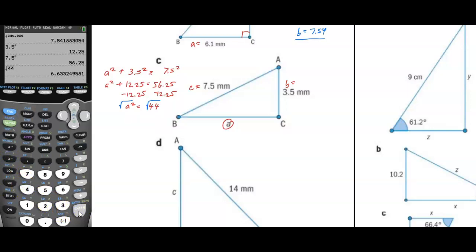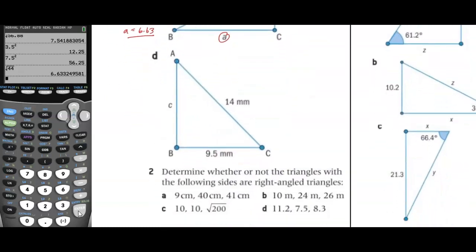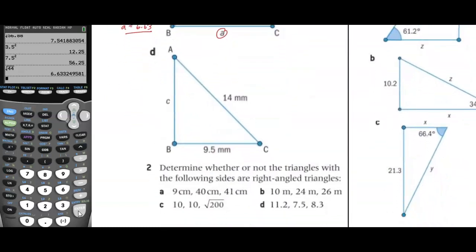Let's go to D. Once again, another Pythagorean theorem. Of course, the hypotenuse is C. Now this is a little confusing because they called this one C. We can't call this one C anymore. Let's call this A, and we'll call this B. So let's see, A squared plus B squared equals C squared. That means A squared plus 9.5 squared equals 14 squared.